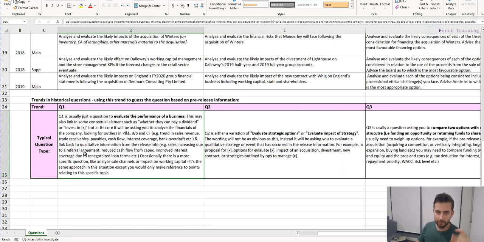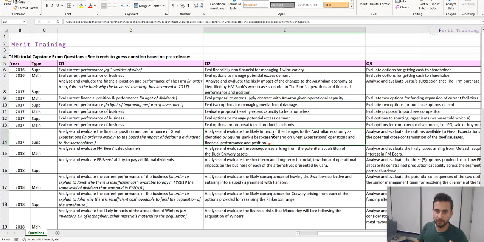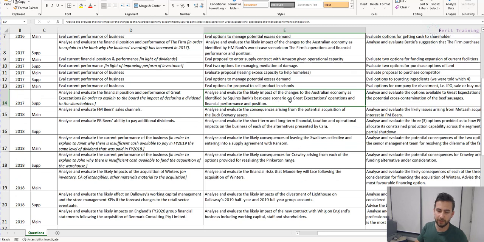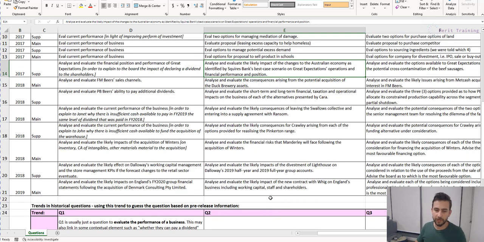So just to recap, we've got all the background information that we need. Question 1, we've got a very good idea that the question is going to be to evaluate the performance of a business in the context of the banking overdraft, for example. Question 2 is going to be to evaluate the strategic option. What was it again? Oh, it was to analyze and evaluate the impact of changes to the Australian economy as identified by the bank on the operations and financial position.